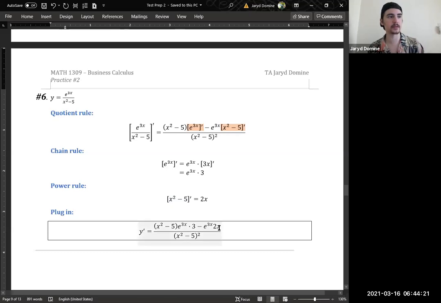All right, and then I plug in those derivatives that I just found back in. So here's the 3 e to the 3x, and here's the 2x. And you can simplify it if you want. You can pull out the e to the 3x or whatever. Not necessary. You can just leave it like this.